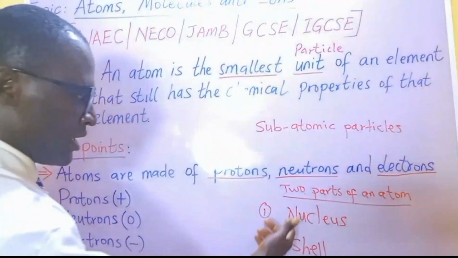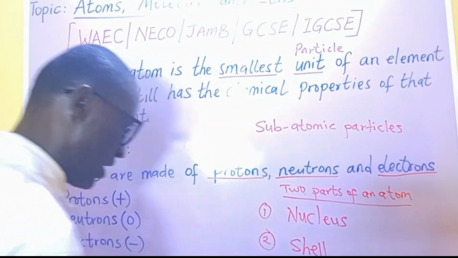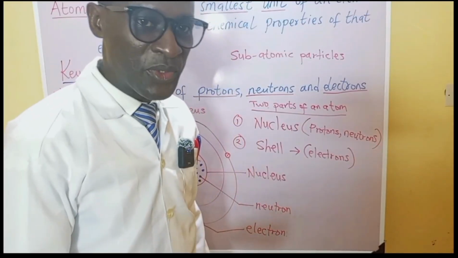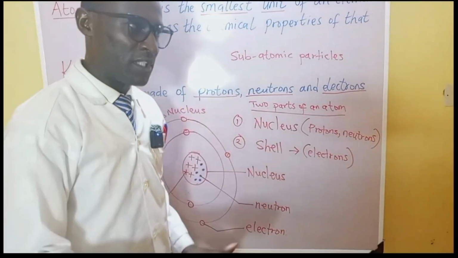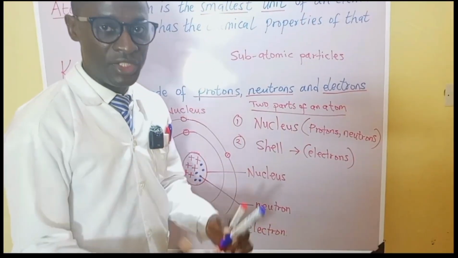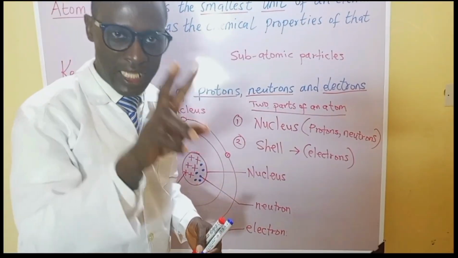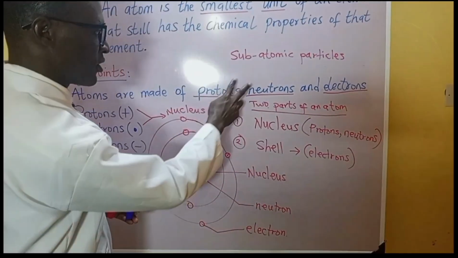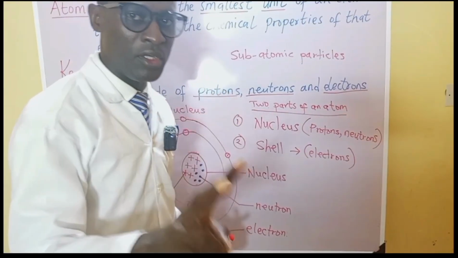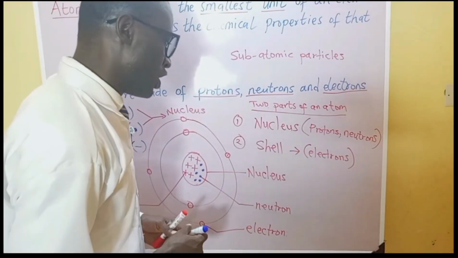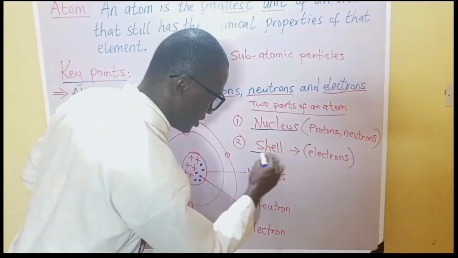Now, I have mentioned that an atom has two main parts, the nucleus and the shell. I have a little diagram here to illustrate an atom for us. What do I mean by that? The two main parts of an atom are where we can find these three subatomic particles. What are those two main parts? Number one is the nucleus, and number two is the shell.